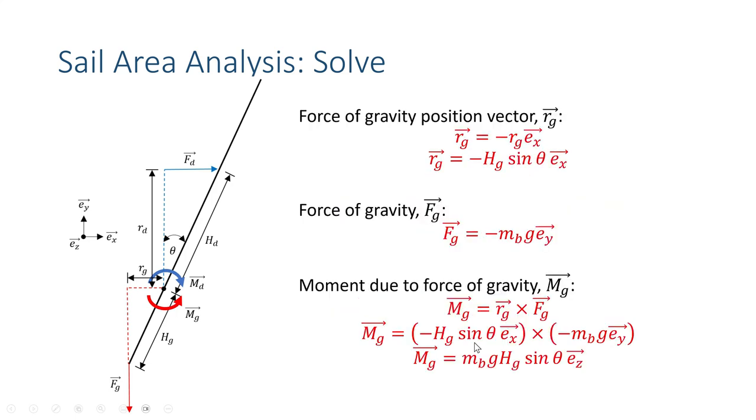And that's in the z direction because we did our x cross our y and we're getting a moment around the z direction. So again, that's where the right-hand rule comes into play. We crossed our x and our y and we got a moment in the z direction.